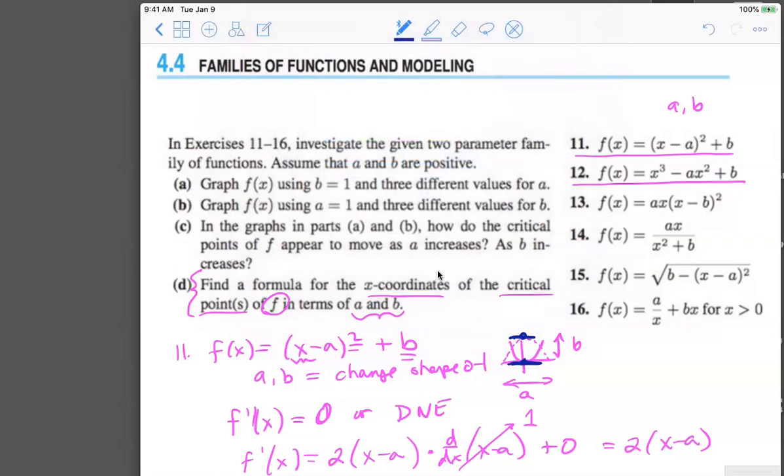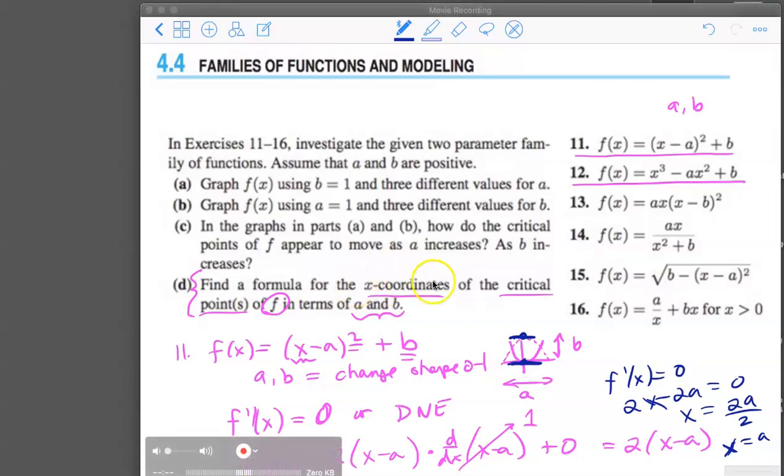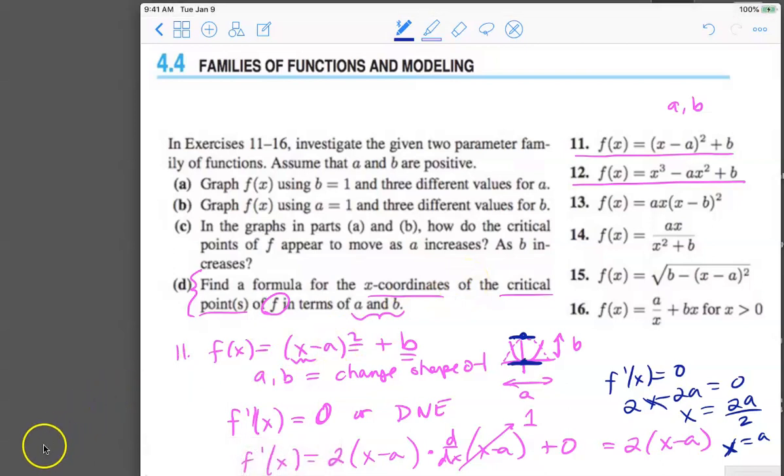So the only way we have a critical number here is if f prime of x is equal to 0. That would be 2x minus 2a equaling 0. So x would be equal to 2a divided by 2, so x is equal to a. Whatever the value of a is, that is what our critical number is going to be.